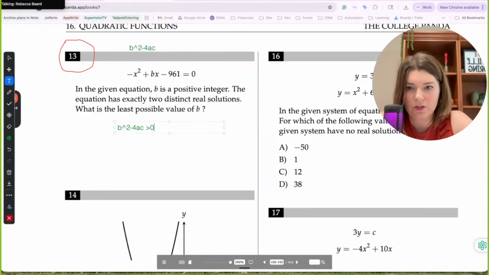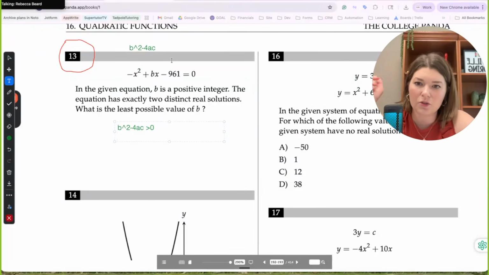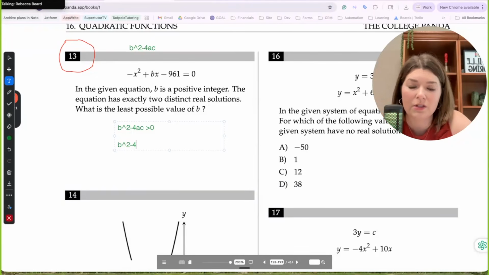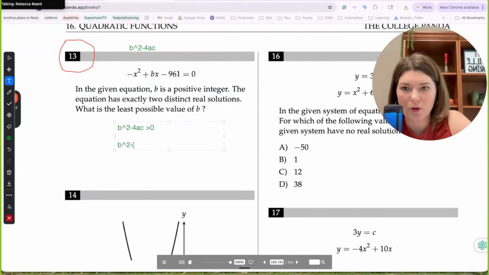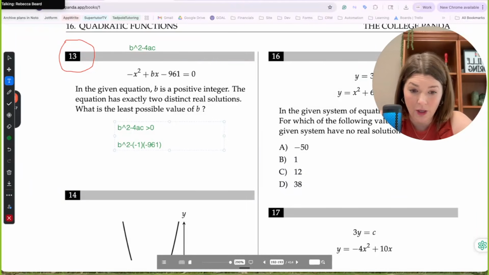And then we're going to put the greater than 0. And what you're going to fill in here is a couple of things. For one, we don't know what b is, so we're going to keep it at b. So we're going to go b squared. And then the next thing we're going to do is plug in our numbers. So you go minus 4, and then in parentheses, since it's 4ac, I'm going to put -1. And then c is going to be -961. And then if we're following those rules, we put the inequality symbol there and then 0.